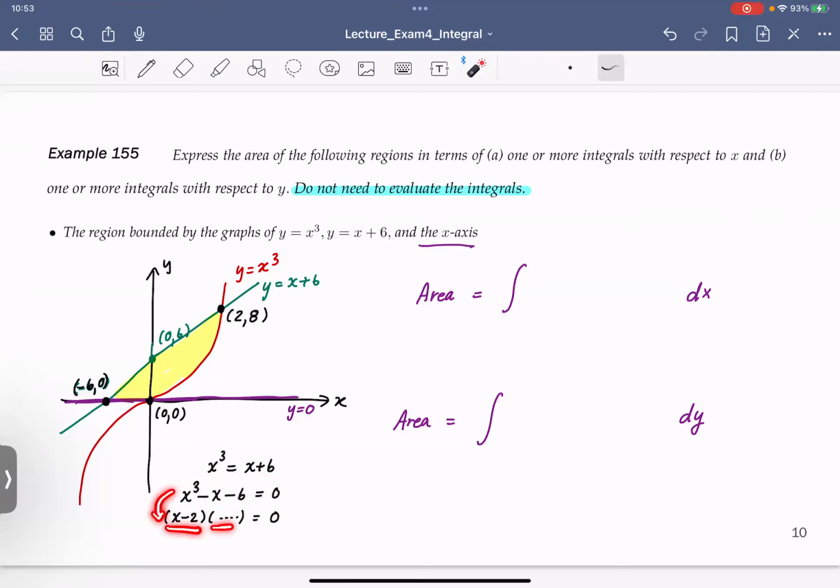We're not going to spend time finding this term because it's useless, because we already know that 2 is one solution and this matches with 2 and 8 here. So we already have the region here.